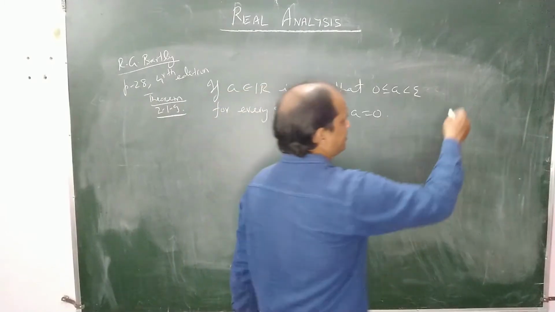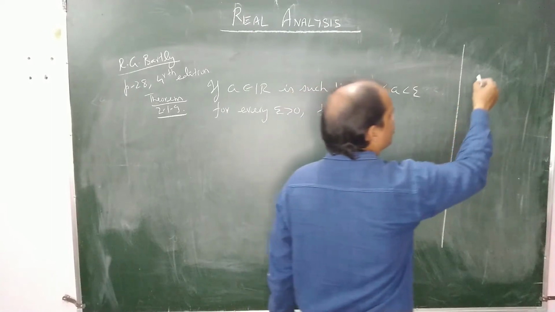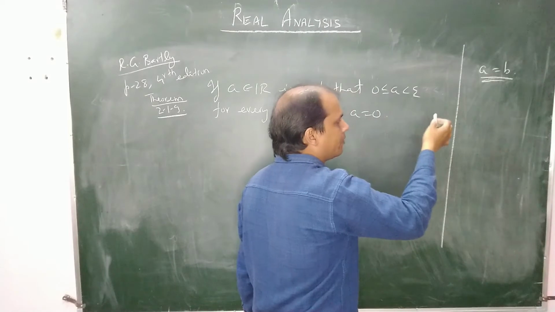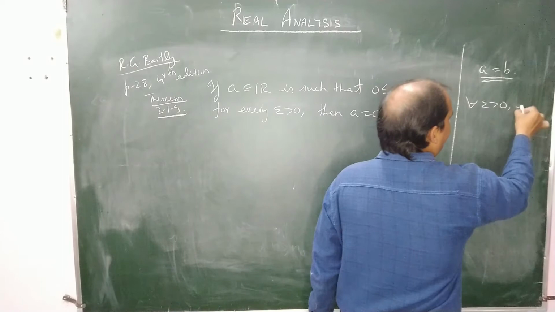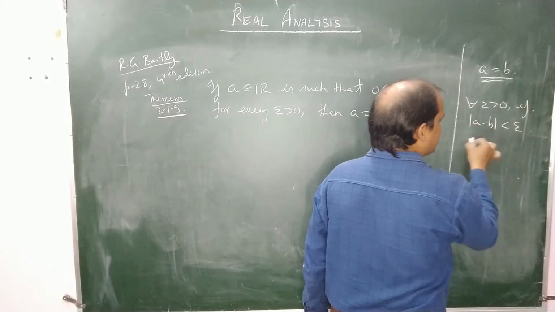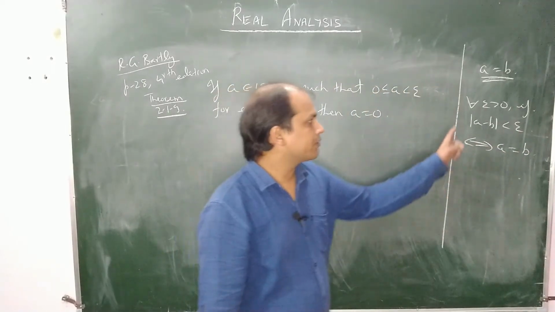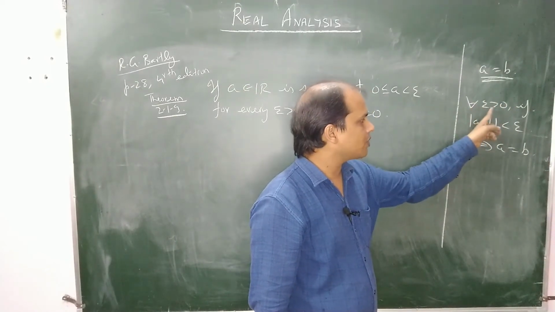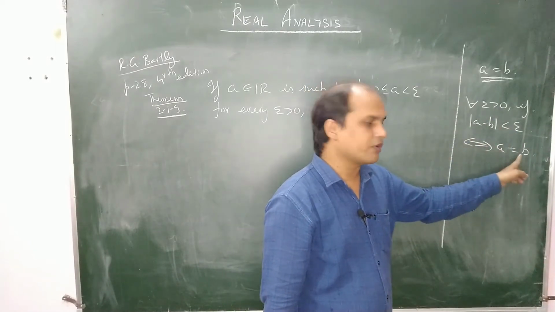In fact, I will do it by two different methods. One method is that to show a equal to b, to show that two real numbers are equal, one can also say using the epsilon method that for every epsilon greater than 0, if mod of a minus b is less than epsilon, this implies a is equal to b. So to show that a is equal to b, one can always use this argument. Why is this so?